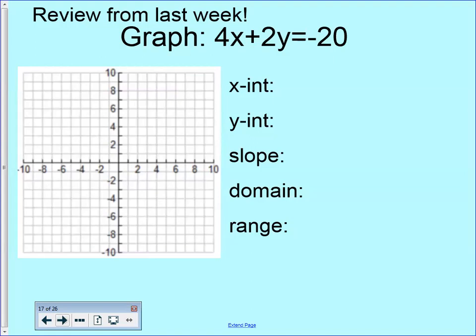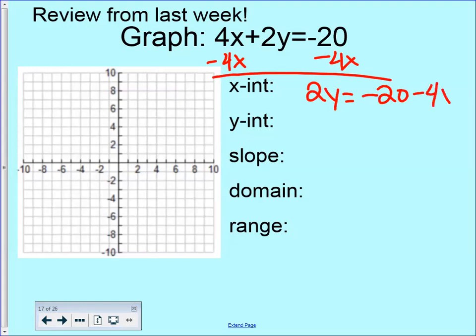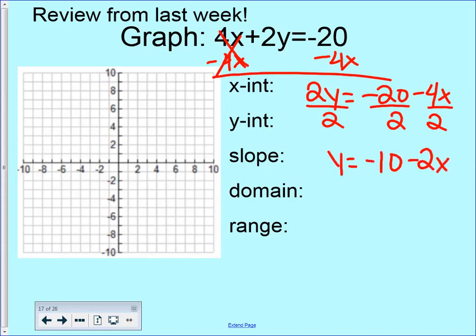So the way I'm going to do that is I need to move this 4x over to the other side first. So I do that by subtracting 4x. When I do that, I get 2y equals negative 20 minus 4x. So those cancel. Now I need to go ahead and divide everything by 2. And I'm going to get y equals negative 10 minus 2x. This then tells me already I have a slope of negative 2. I have a y-intercept at (0, negative 10).